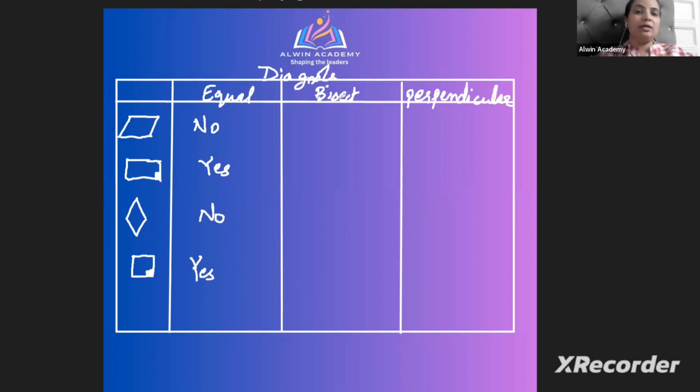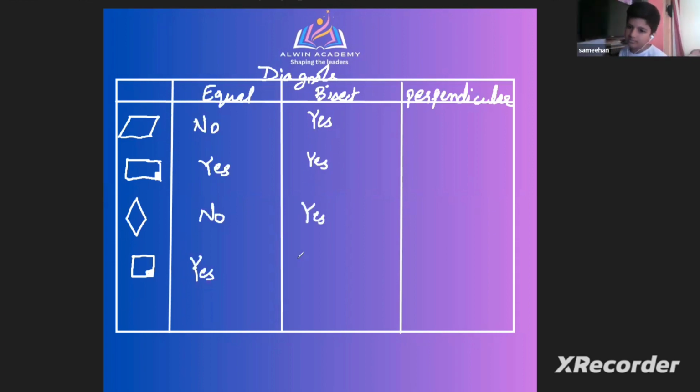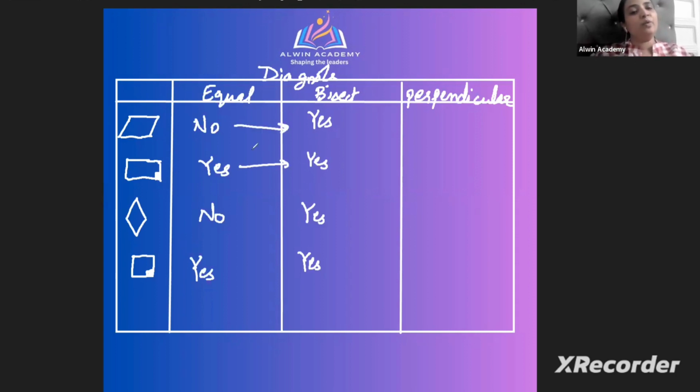Now, do they bisect each other? Yes. Yes. Yes. Yes. See, whether the diagonals are equal or not, if they are equal, even then they are bisecting each other, cutting into two equal halves. If they are not equal, then also they are cutting each other in equal halves. Got it, no, beta? And now are they perpendicular? No. No. Yes. Yes.